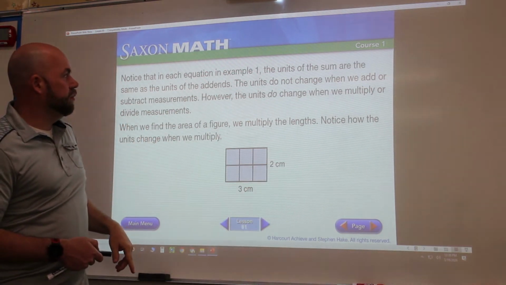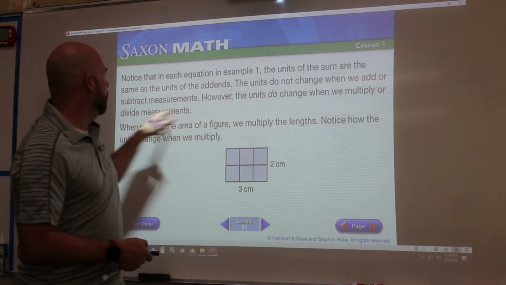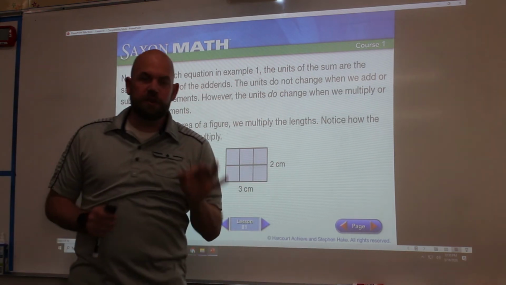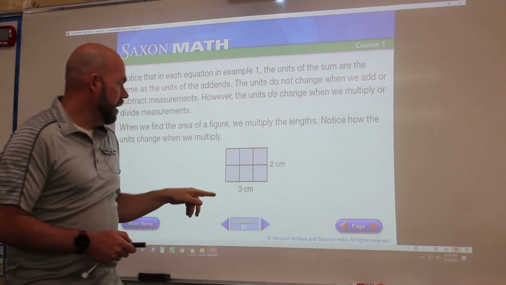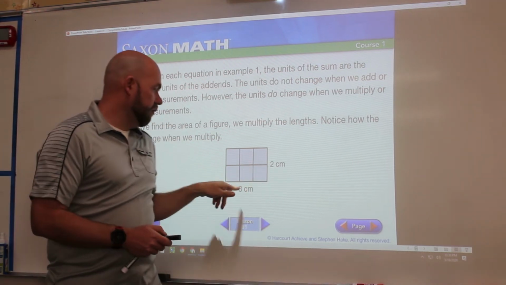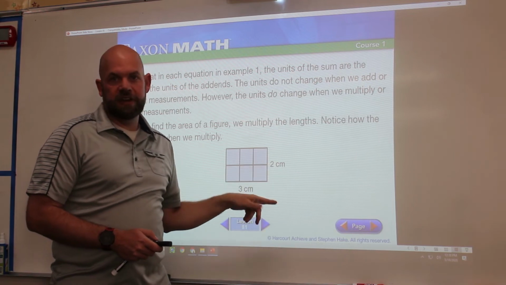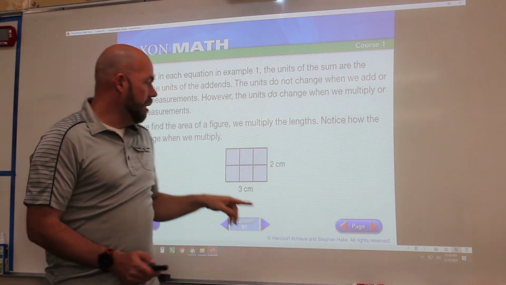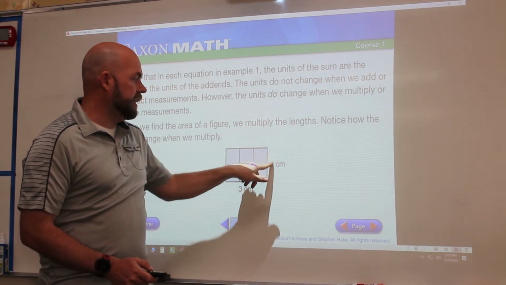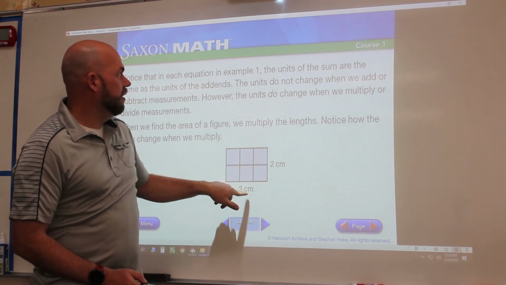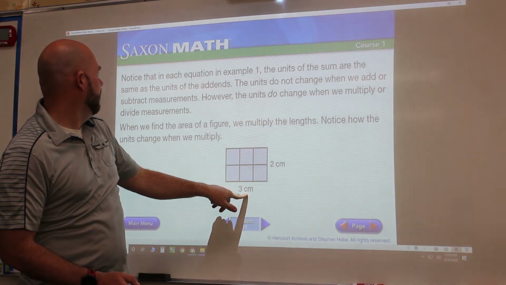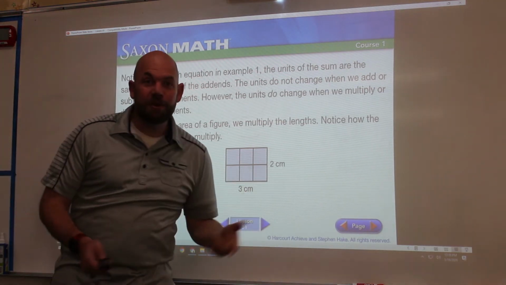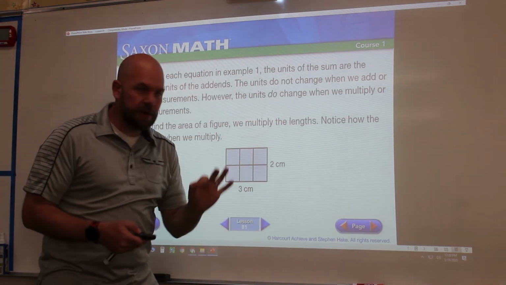The units do change when we multiply or divide. And this is the new thing. It's a little tricky when we multiply, because when we add, so if we added 3 centimeters to 2 centimeters, it would just be 5 centimeters. But when we multiply the numbers and, what's this thing called? The addend? No. Whatever. Oh, the unit. So you multiply the unit, and that's the tricky thing here.